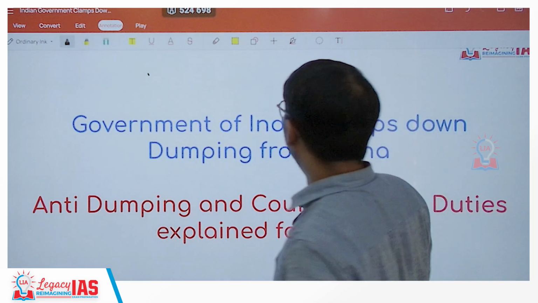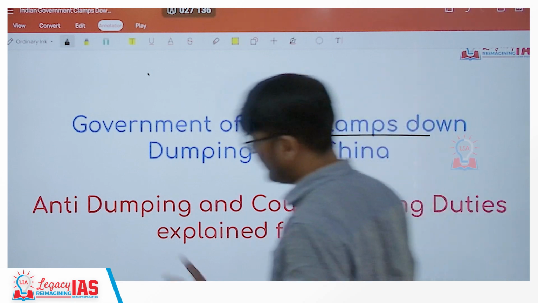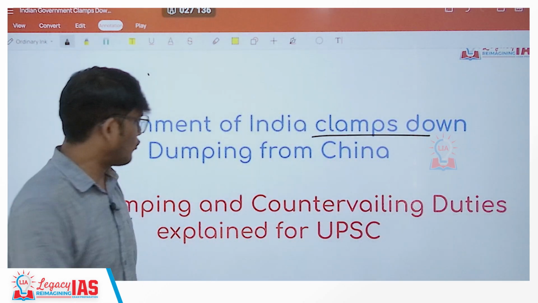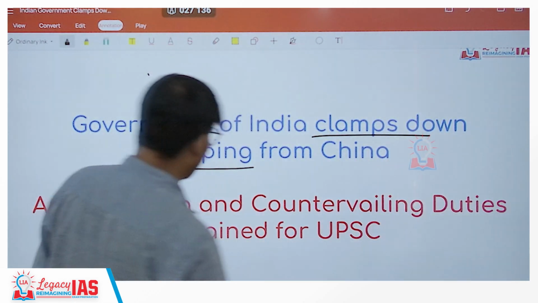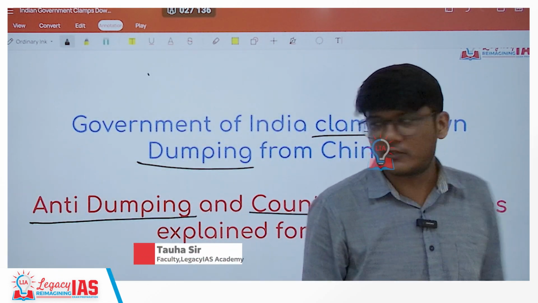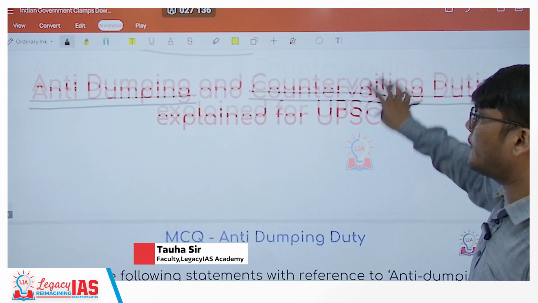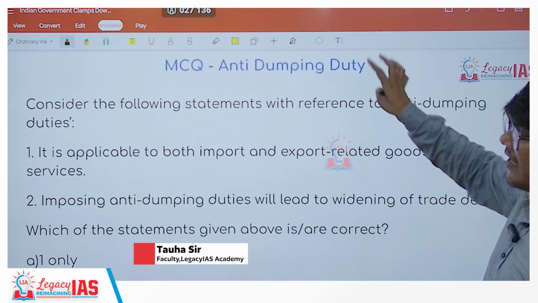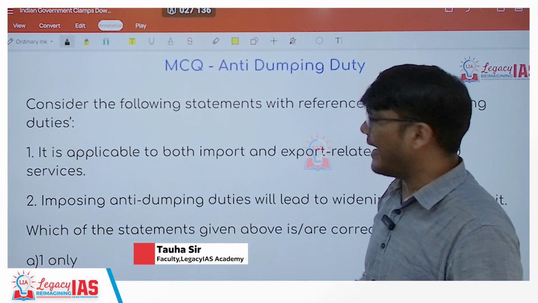The Indian government has clamped down on dumping from China. So we'll understand what dumping is, and subsequently we'll see the anti-dumping and countervailing duties, which are very important for your UPSC examination. So let's start with a question on anti-dumping.